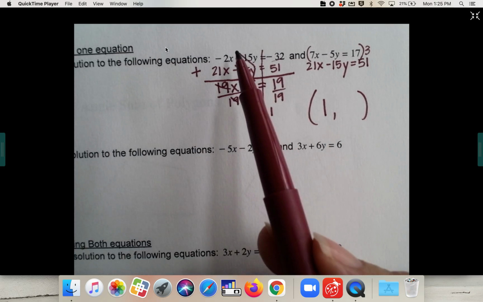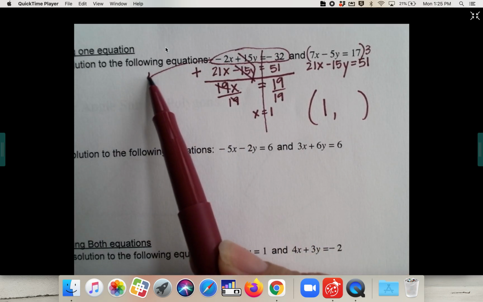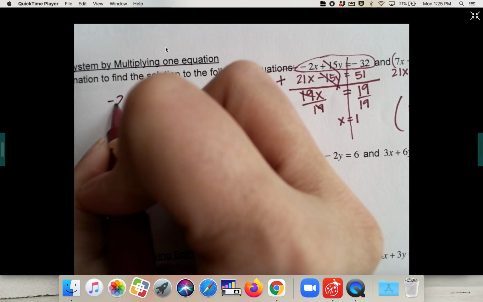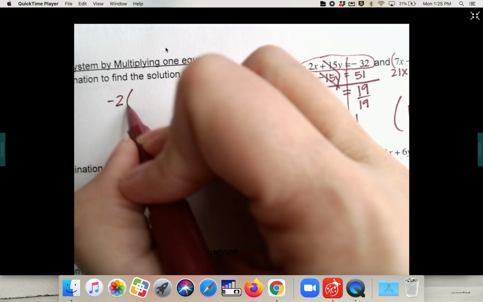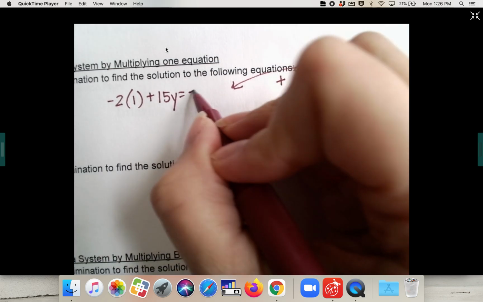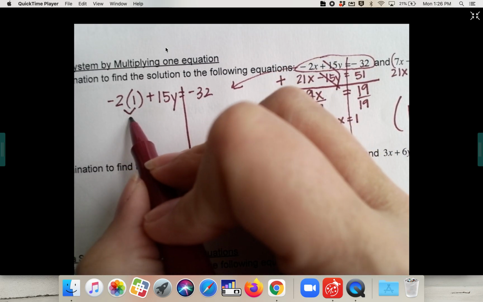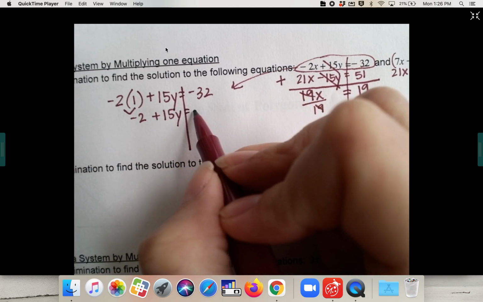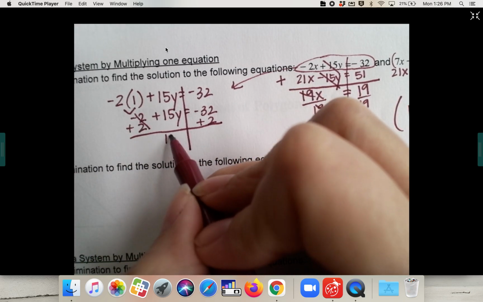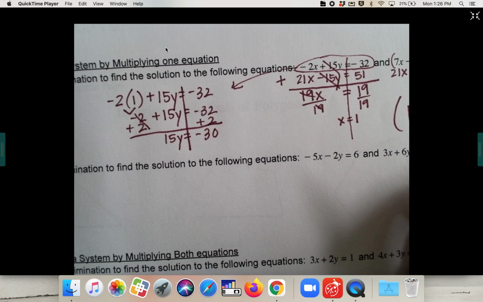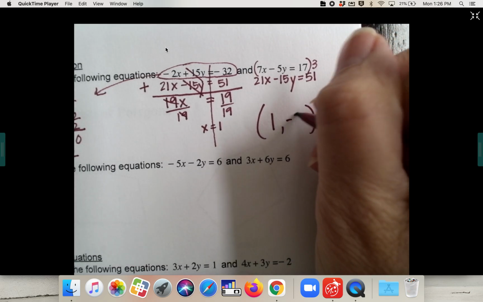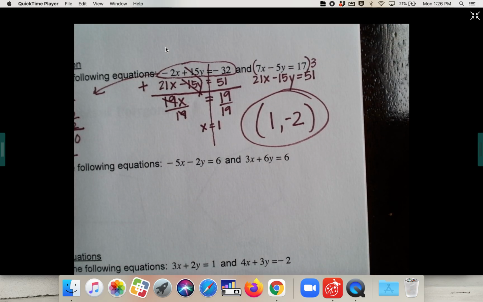I have a habit of just picking the first one, so I'm going to do that. But again, you could pick any of those 3 equations and you would get the same answer for y that I'm going to get. So negative 2 times not x anymore, but 1, because that's what x was, plus 15y equals negative 32. All right, that would be negative 2. So you would add 2 on both sides. 15y equals negative 30. Divide both sides by 15. I'm running out of room, but y would be equal to negative 2. So our entire answer would be 1, comma, negative 2.